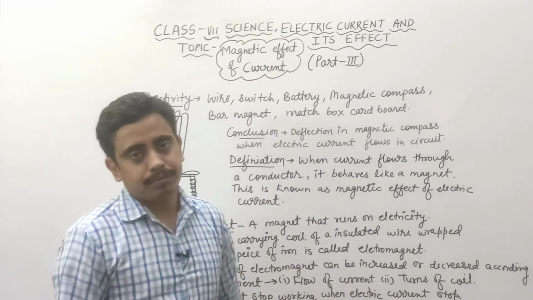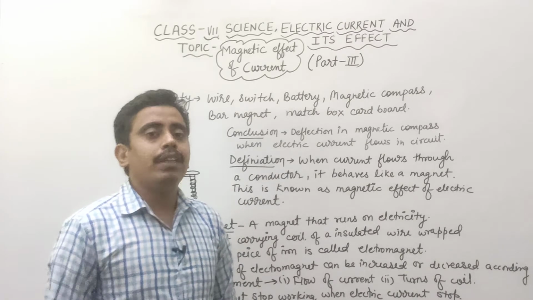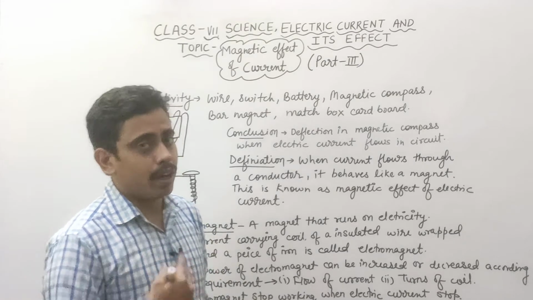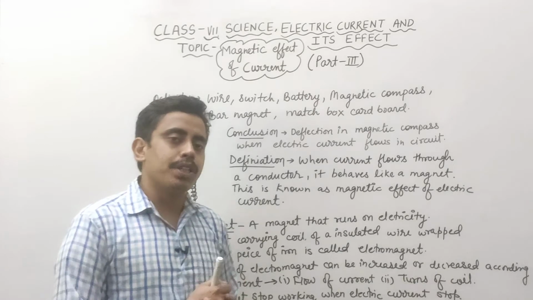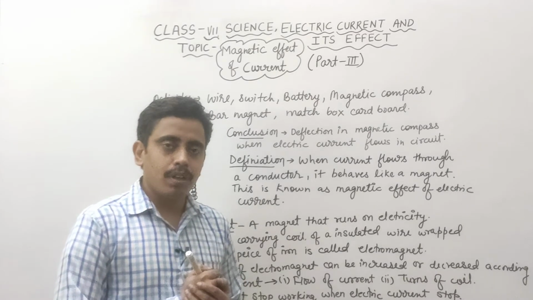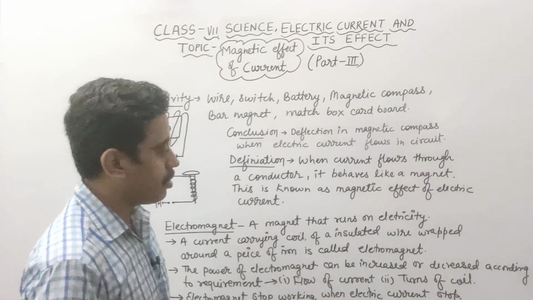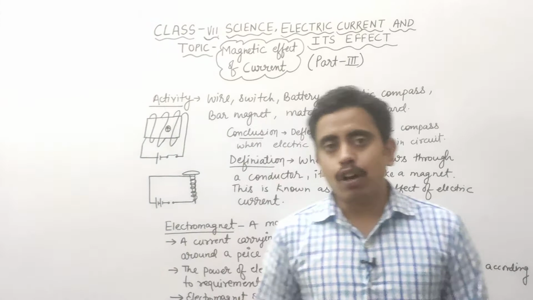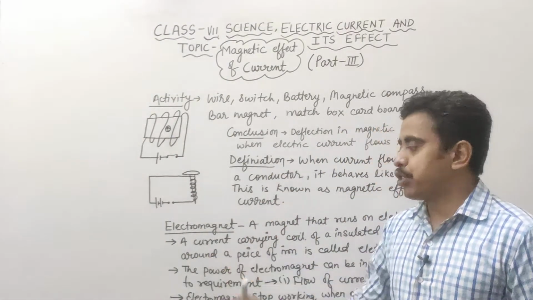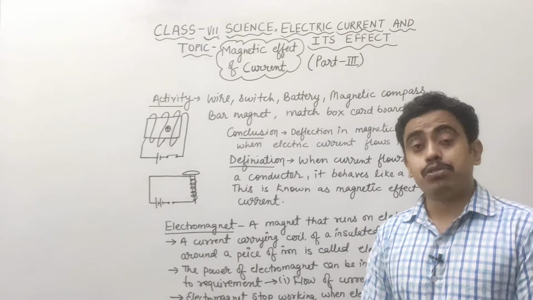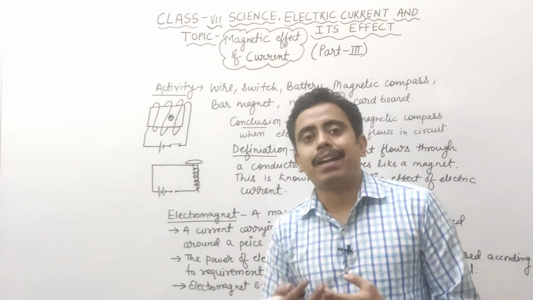We have also seen the heating effect of electric current, in which when the electric current flows through a wire or a conductor, it starts producing heat. We have seen the applications of the heating effect of electric current. Similarly, the magnetic effect of electric current also has certain uses. One of the most major uses of the magnetic effect of electric current is the electromagnet.